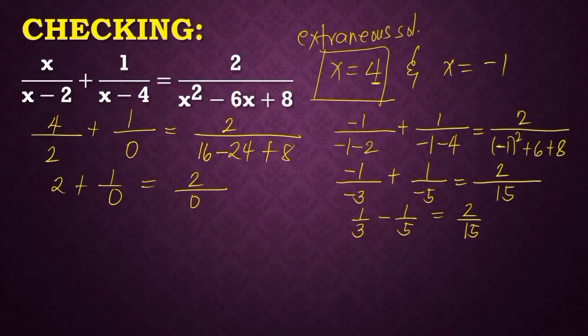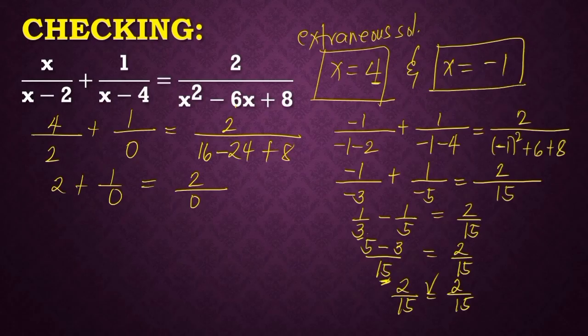So, the LCD of 3 and 5, that is 15. 15 divided by 3, that is 5 times 1, 5. 15 divided by 5, that is 3 times 1. So, minus 3 equals 2 over 15. Now, if we subtract 3 from 5, that is 2 over 15 equals 2 over 15. So, tama po siya kapag x equals negative 1. So, x equals negative 1, yun lang po yung nag-iisang solusyon ng ating equation.